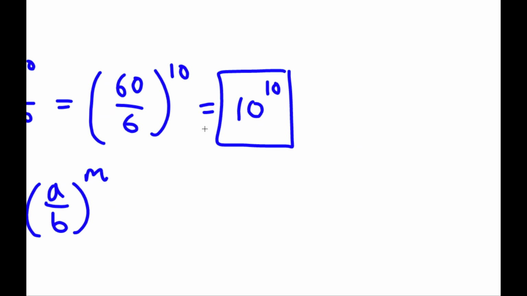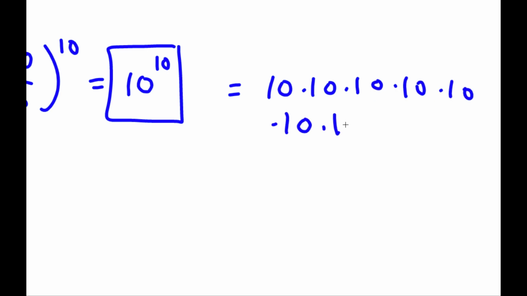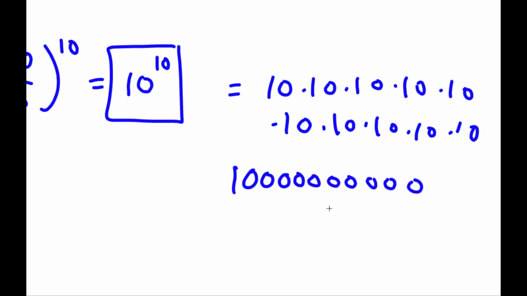And 10 to the power of 10 can also be simplified. 10 to the power of 10 is equal to 10 times 10 times 10 times 10 times 10 times 10 times 10 times 10 times 10 times 10. So essentially 10 multiplied by itself 10 times. And this is the same thing as 1 with 10 zeros. So I have 1, 2, 3, 4, 5, 6, 7, 8, 9, 10 zeros. So our answer here is 10 billion.